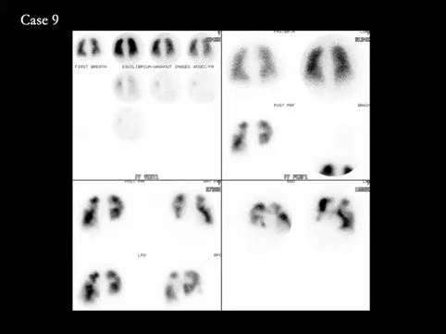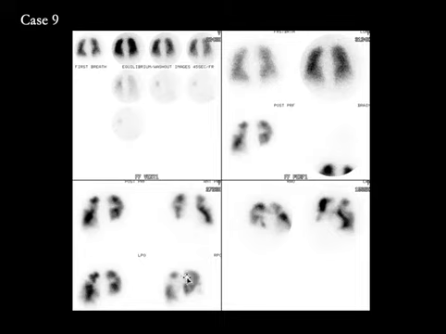Another high probability VQ scan using xenon. Here is the equilibrium image which we compare to posterior of ventilation. Here you can see in the right lower lung zone there are several segments which are not perfused but they are ventilated. So several mismatched perfusion defects there, and another mismatched perfusion defect here in the right upper lung zone. We go to the posterior oblique view right here in the right lung and here in the left lung to identify which segments are involved.